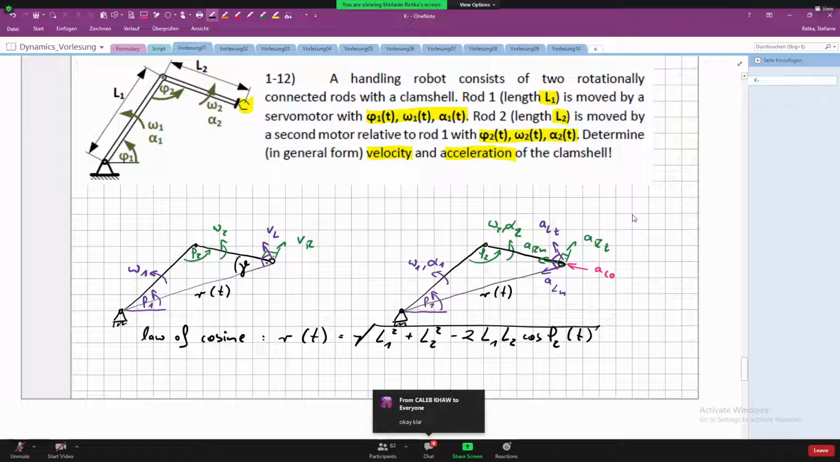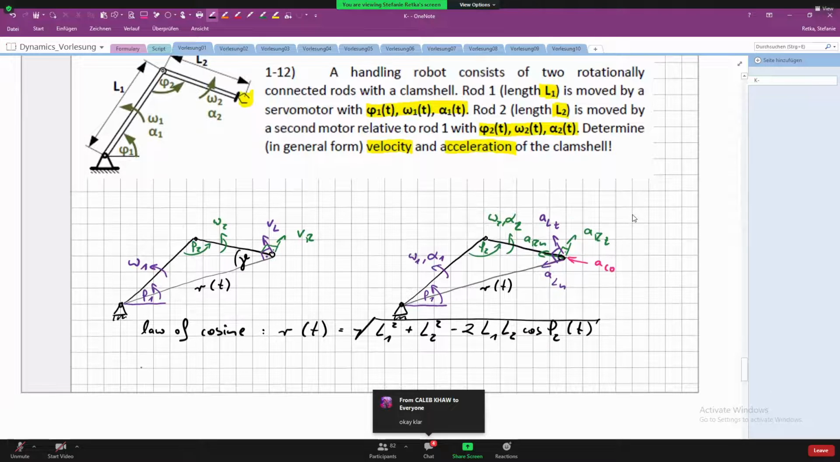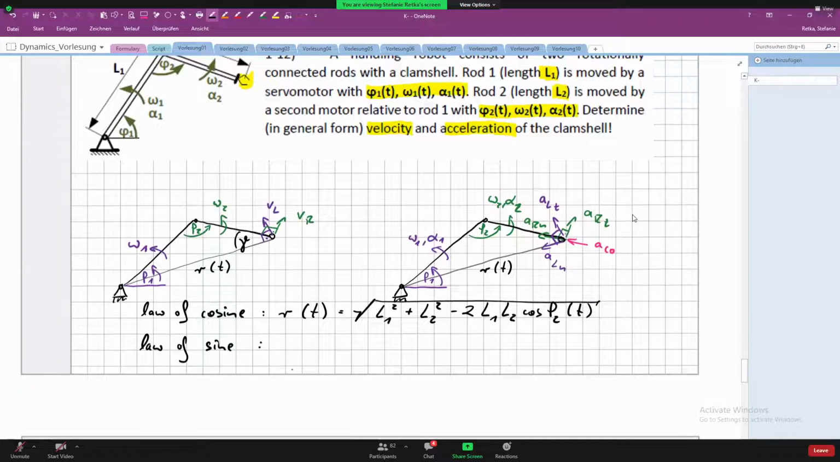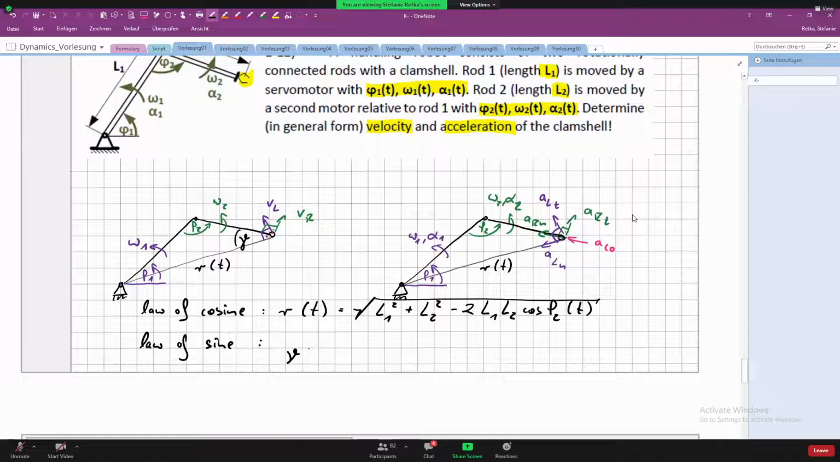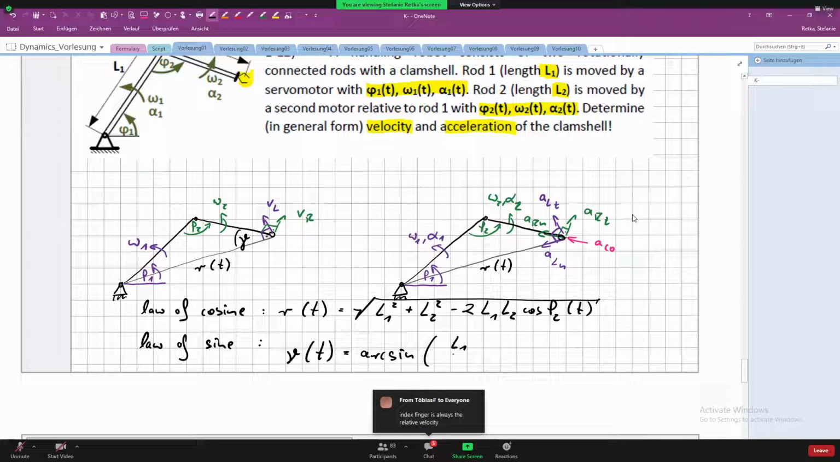Then for the angle, we use law of sine. Then the angle gamma is equal to the arcus of sine from L1 over R sine.